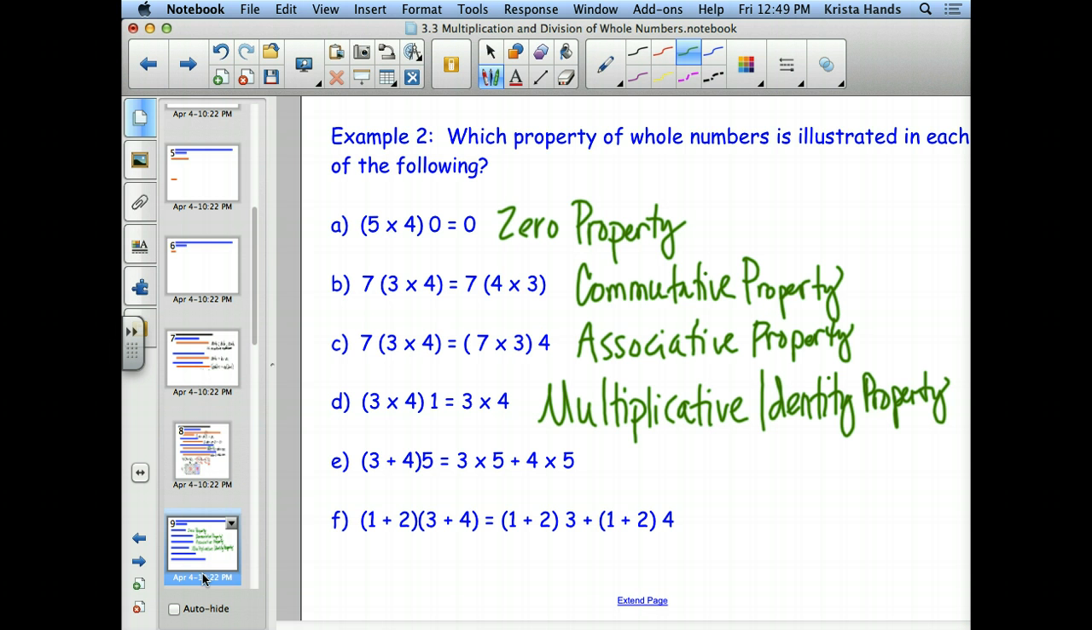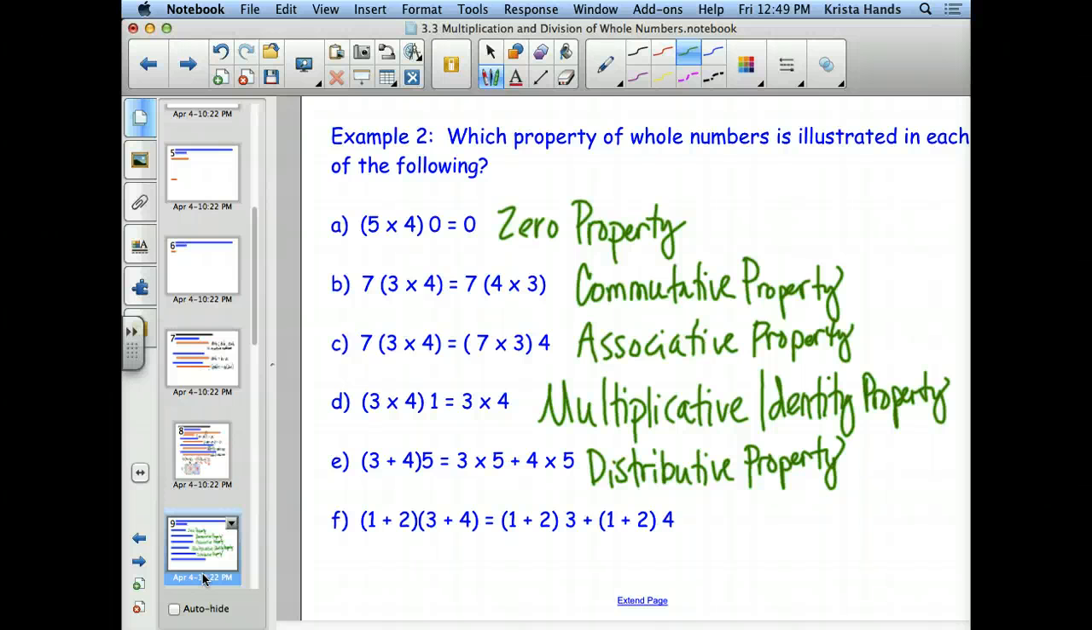It's okay. How about E? That's distributive. If you want to be really specific, I think your book will do this. It'll say the distributive property over addition, because you've got addition going on. As long as you get the distributive part right.